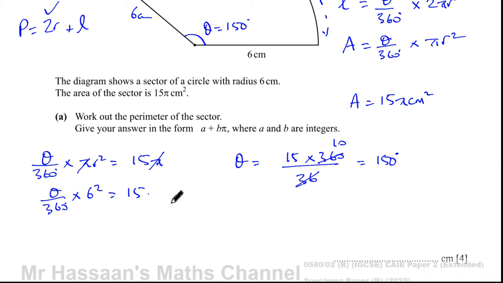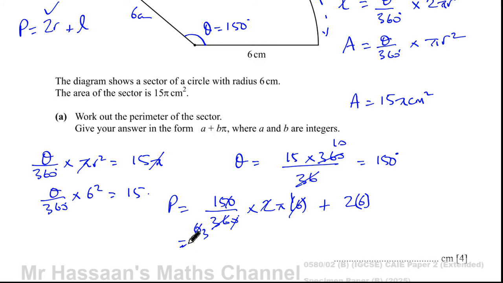Now we want to find the perimeter of the sector. The perimeter is going to be the length of the arc, which is 150 over 360, theta over 360, times 2 times pi times the radius, which is 6. That's using this formula over here, plus 2 times the radius, 2 times 6. So they cancel out. That can cancel with that to give me 6. That can cancel with that to give me 3. 150 over 3, so 15 over 3 is 5. So we got 5 pi plus 12.